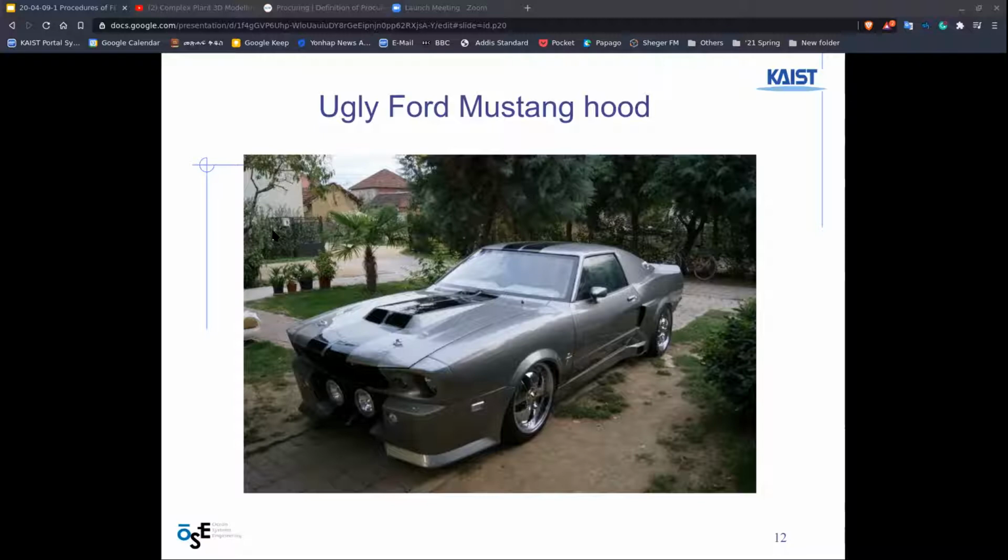So for this car, there is an outer skin designer, and then there is an engine designer. After the outer skin design had been developed, it was found that the engine is so big and it cannot fit into the hood. So then the hood was expanded and it became so big. That made its appearance ugly.